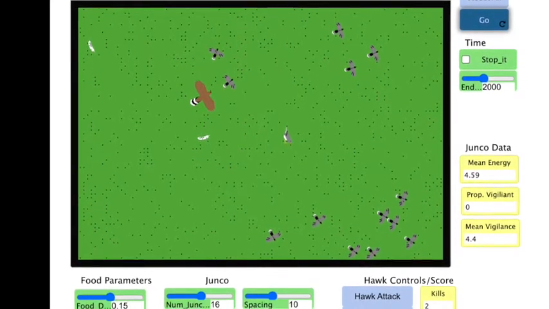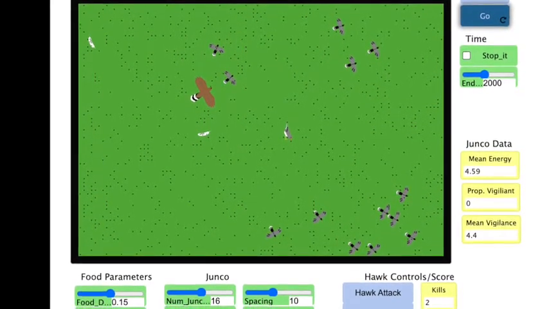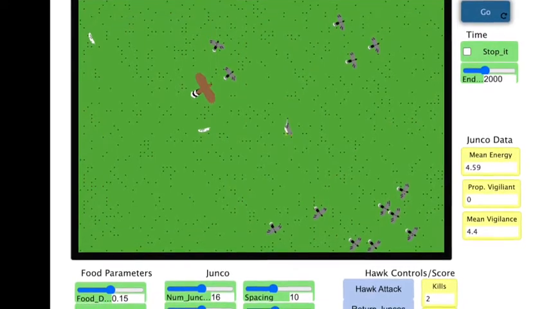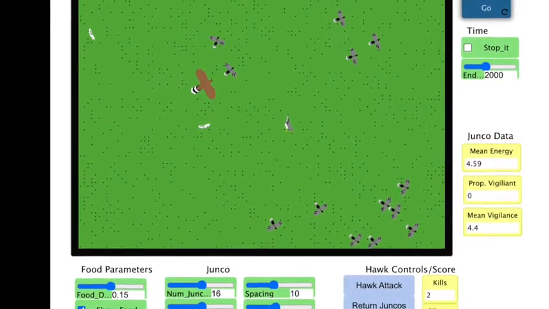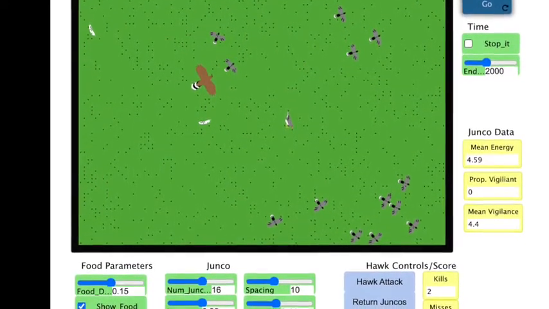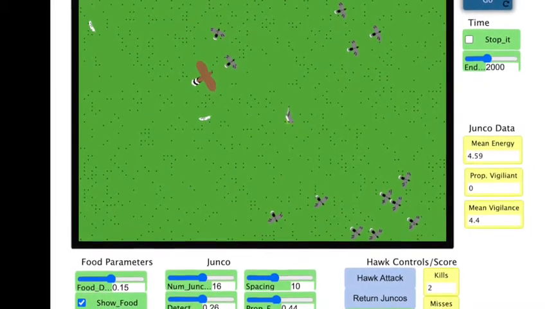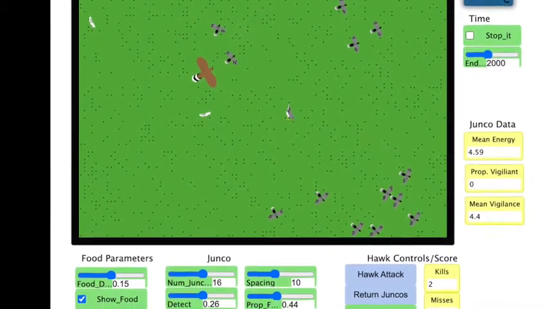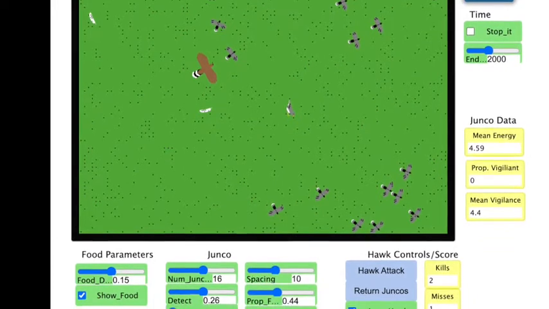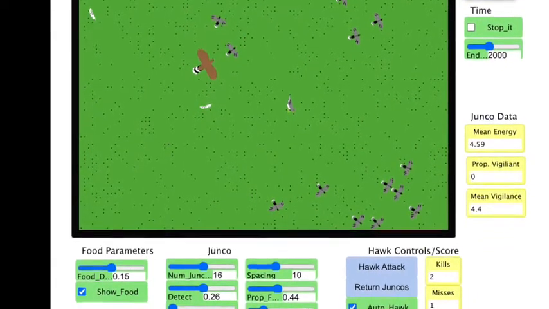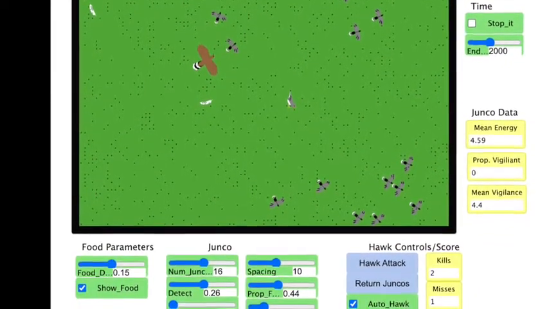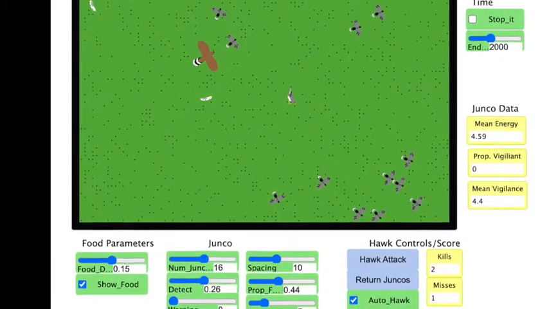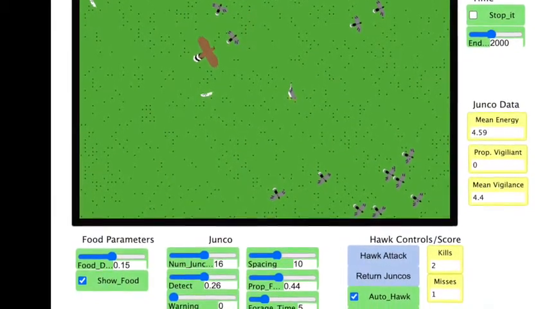You are able to change the foraging rate and adjust the duration of foraging. The model also shows the capacity of an individual bird's behavior. For my first manipulation, I increased the food parameters at 0.16 with 16 juncos, a detect at 0.26, spacing at 10, prop forage at 0.44, and a forage time at 5.